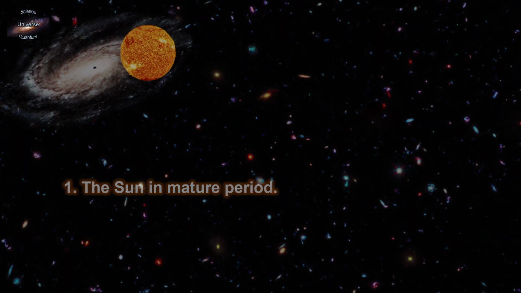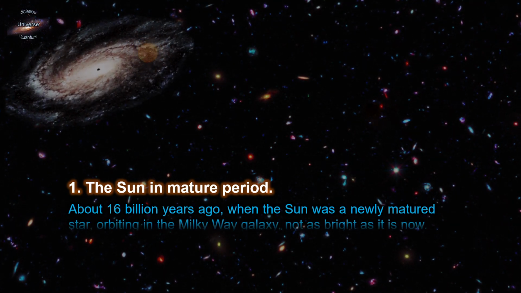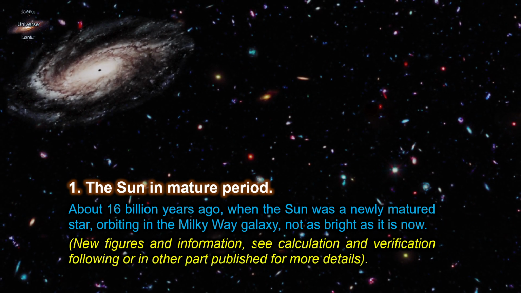1. The Sun in mature period. About 16 billion years ago, when the Sun was a newly matured star, orbiting in the Milky Way galaxy, not as bright as it is now.